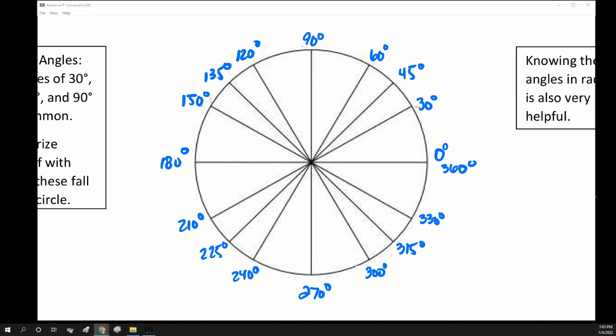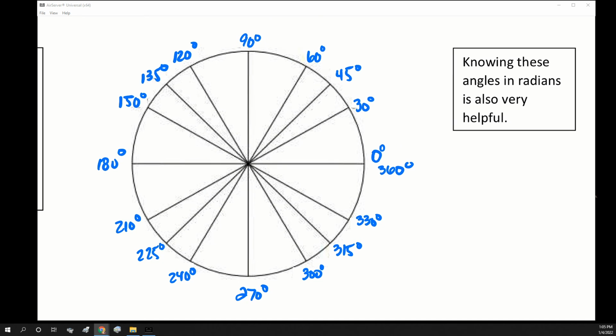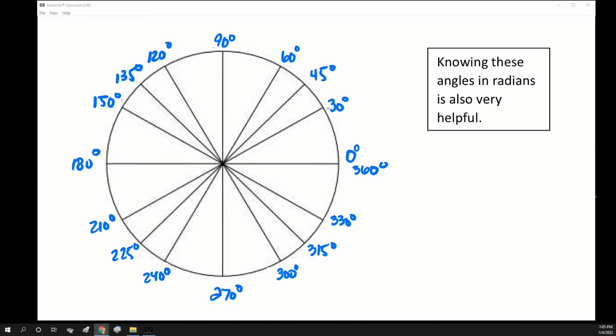All right, and knowing these angles in radians is also extremely helpful. So to convert from degrees to radians, well, 0 degrees is also 0 radians, so we'll just go ahead and put that. But let me use a different color. We already know that this is pi and this is 2 pi radians because we already figured that out a second ago. We can figure out the rest of them by converting.